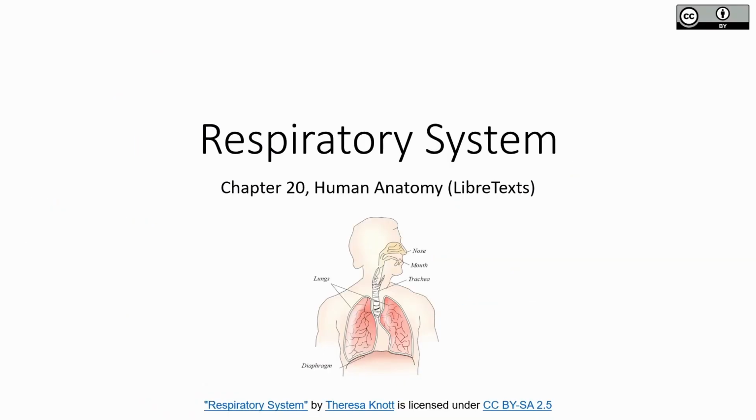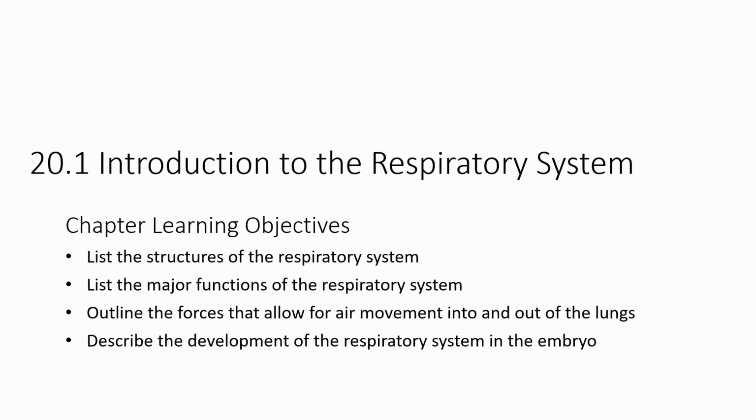So now we're switching gears to chapter 20, which focuses on the respiratory system. For this chapter, we're going to focus on the structures of the respiratory system and talk about some of the major functions that the respiratory system takes care of. We'll also talk about how air moves in and out of the lungs and the development of the respiratory system in a developing embryo.